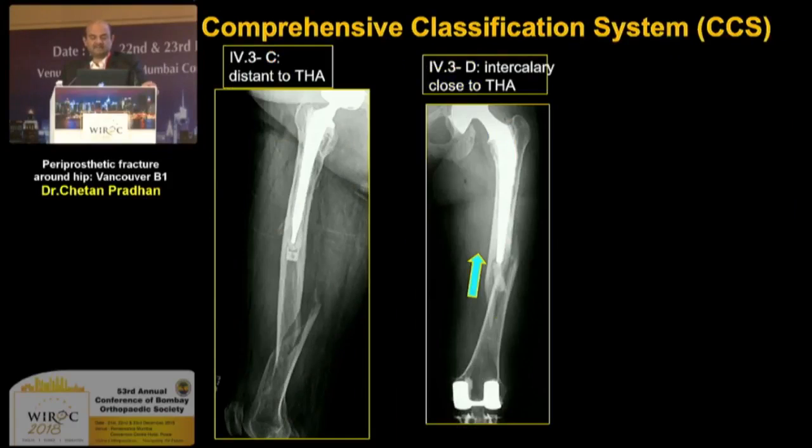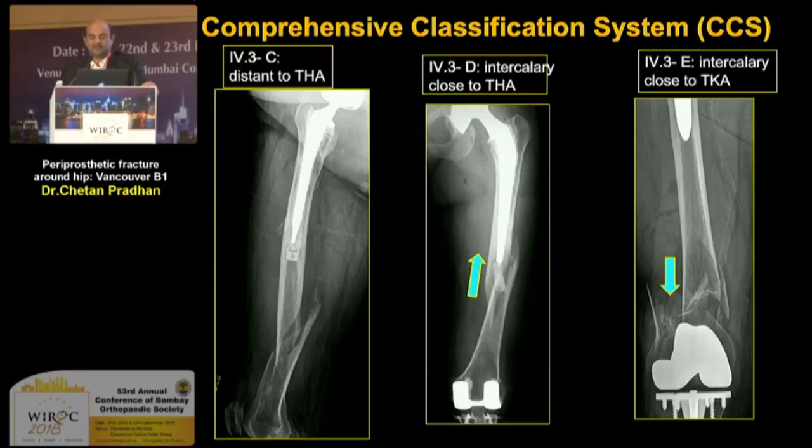4-3C is distal to the prosthesis. 3D is intercalary, when you have hip and knee both replaced, closer to the hip, and E being closer to the knee. So this is what is the universal classification.